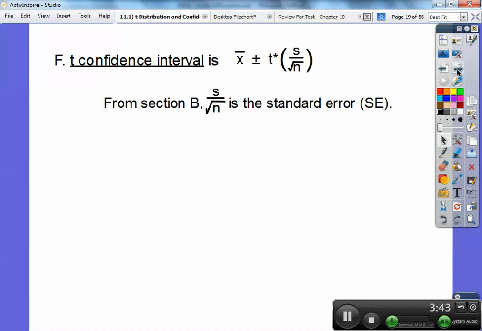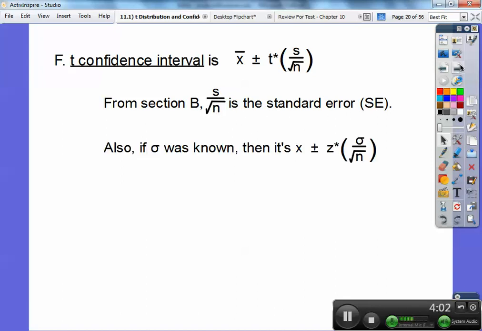Your t confidence interval is just like a z confidence interval, except the only difference is you're using the s right here instead of the standard deviation of the population. Everything else is the same. And this is my standard error: this s over the square root of n is my standard error.